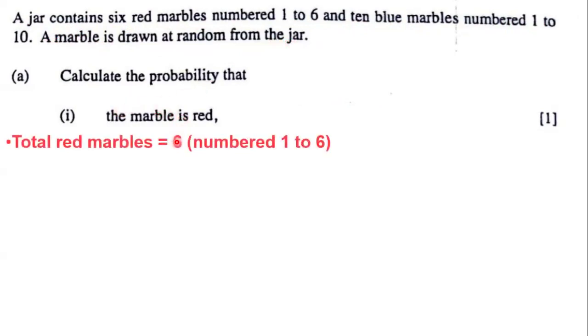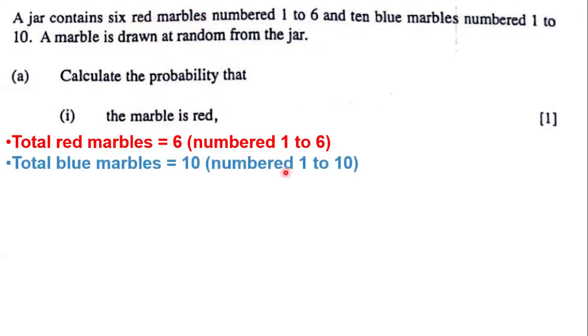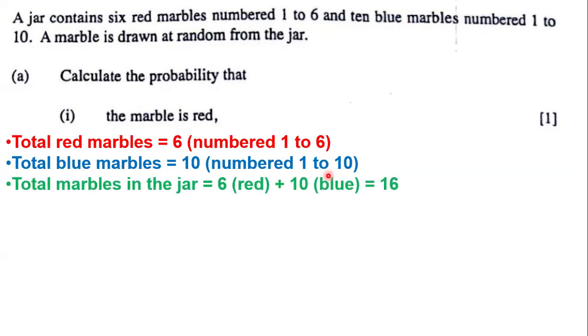And so we have the total number of red marbles. That's going to be 6. There are 6 red marbles numbered 1 to 6. How many blue marbles do we have? There are 10 blue marbles, numbered 1 to 10. And so what is the total number of marbles in the jar? It's going to be 6 plus 10 because there are 6 red marbles and 10 blue marbles. So it's going to be 16 marbles in total. Okay, that is inside the jar.